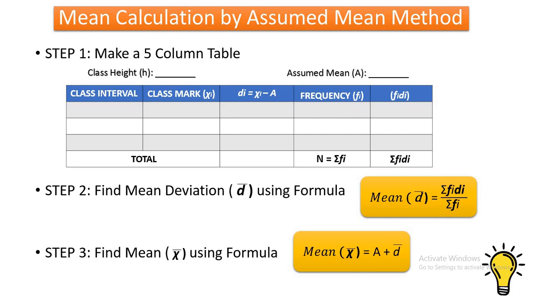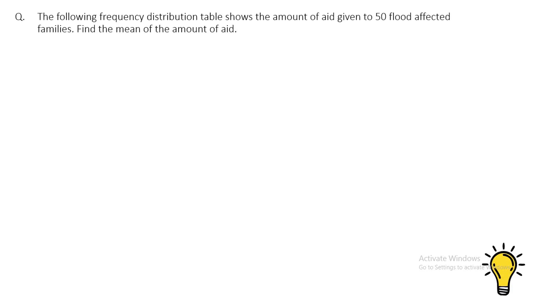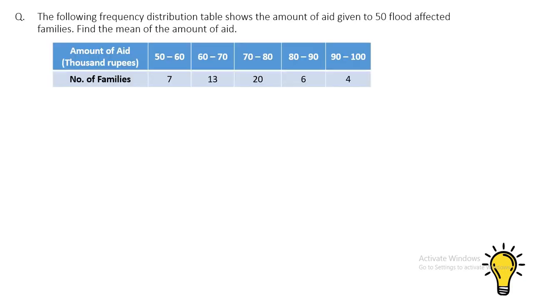Let's take one example so that all your fears go away. Let's take a very simple question. The question says that the following frequency distribution table shows the amount of aid given to 50 flood affected families. Find the mean of the amount of aid. So what is the question asking? There are some aid amounts given to the flood affected families. Total 50 families were there. And this aid is given in 1000 rupees.